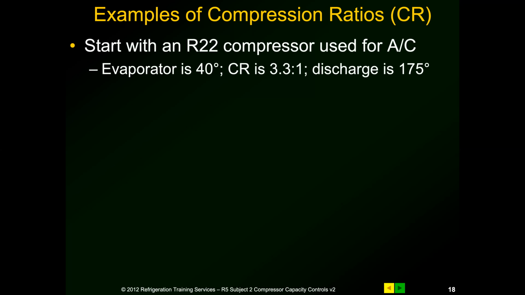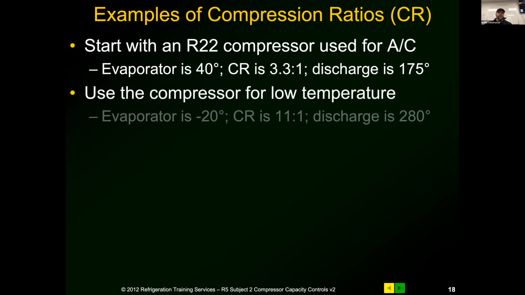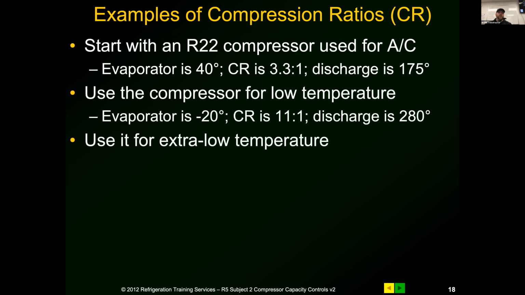So here's an evaporator at 40 degrees. Compression ratio is at 3.3 to 1. Discharge is 175. So if we use the compressor for low temperature, the evaporator is at negative 20 degrees. So the compression ratio now changes to 11 to 1. We're getting close. So discharge temperature increases to 280 degrees.